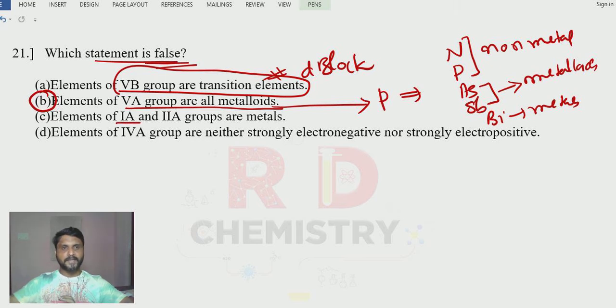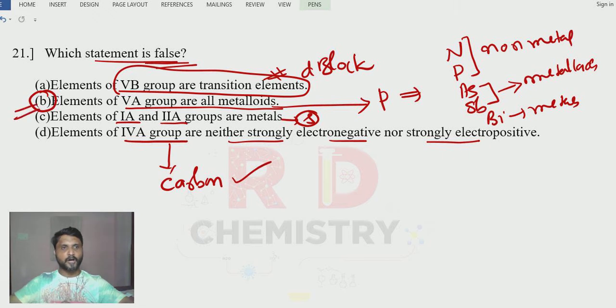Elements of 1A and 2A are the metals here. This is the F block element, alkaline earth metal, correct. Elements of 4A groups are neither strongly electronegative nor strongly electropositive. This is the carbon family. This statement is also correct. So the wrong statement is option number B.